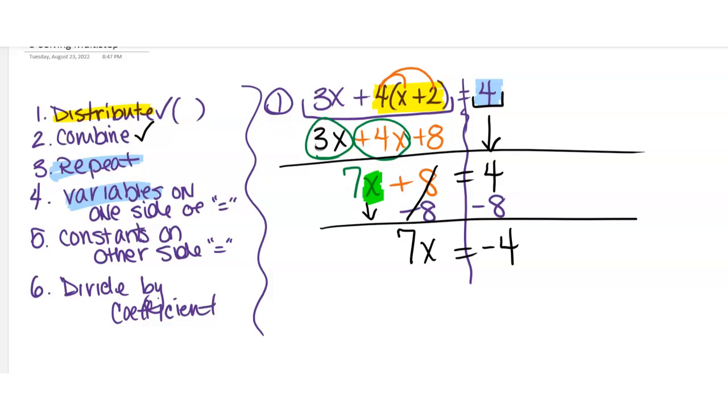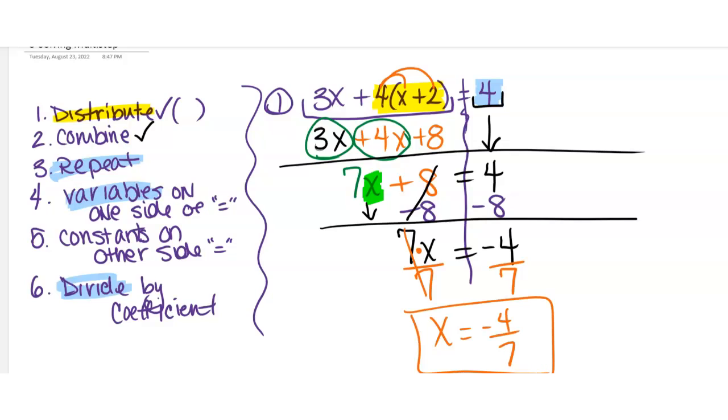My last step, we're going to divide by the coefficient. The coefficient of x is 7, so we want to divide by 7. And we get x is equal to negative 4 over 7. We can't simplify it, so we just leave it as that.